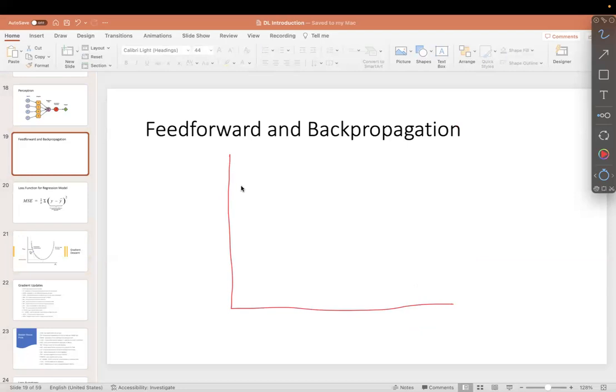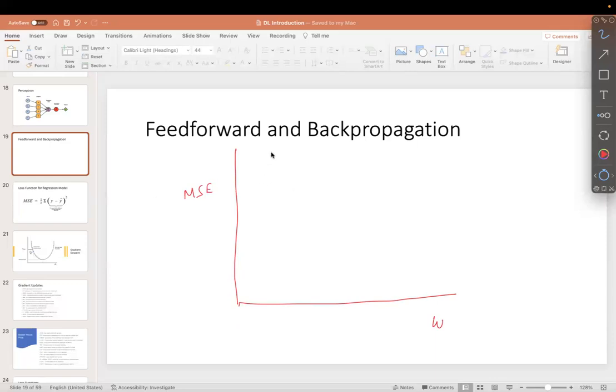Some error function will look very steep. It all depends on the values, right? And some might look a little shallow, like a valley. They'll be convex, but it'll look like this. What might happen is, if you look at the W and MSE value, let's say it's very steep, like this. The slope value is very large.